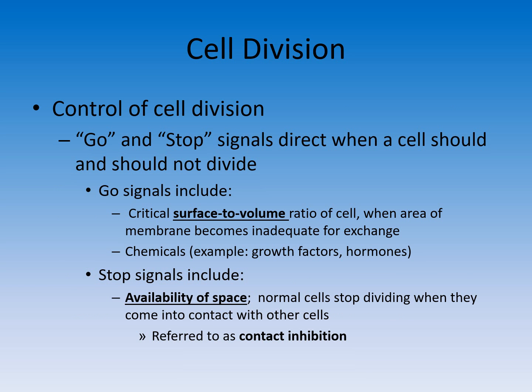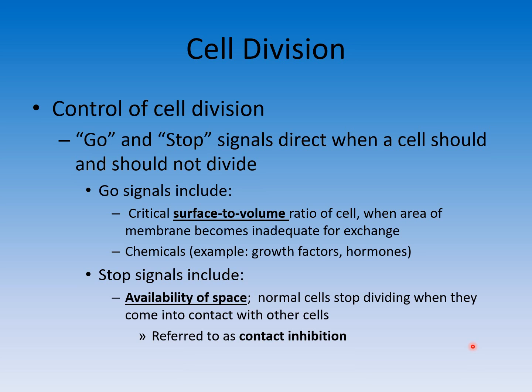So as I said, there are different control mechanisms for this. There are certain other factors besides the growth hormones that will play a role. There is a certain surface to volume ratio for a cell. The cells can only get so large. They can only take up so much space. There are some stop signals that include availability of space. Normally, cells will stop dividing when they come in contact with other cells. It's known as contact inhibition.